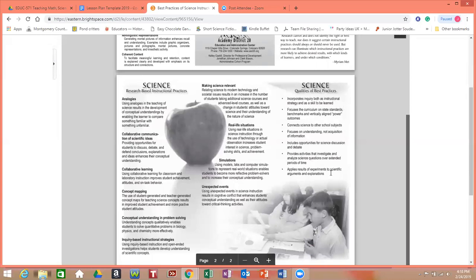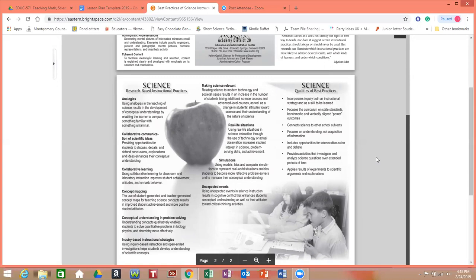I like over here their qualities for best practices. So incorporates inquiry both as instructional strategy and as a skill to be learned. Inquiry is huge in science. Teaching students to question deeply is important. The second point there focuses the curriculum on state standards, benchmarks, and vertically aligned power outcomes. Connect science to other school subjects. So obviously we've already been talking about making interdisciplinary connections here, but that's huge. Because again, science is all around us, right? So making those real world connections, just demonstrating to students that the world is science.